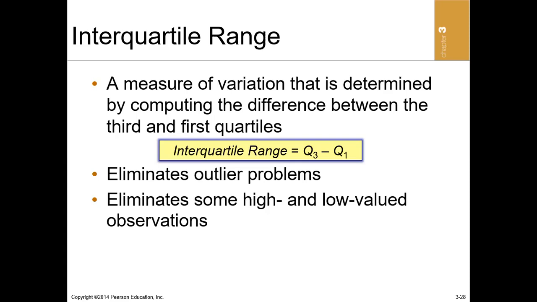Now, this measure helps overcome the outlier problem that the range itself suffers, because the figure in the third quartile and the figure in the first quartile are not the beginning and then the ending figures, okay? If you have watched my video on the computation of quartiles, you realize that the figure in the third quartile is not the highest figure, and the figure in the first quartile is not the lowest figure, okay? So once there are extreme values in a set of figures, it is better to use interquartile range than the range itself. So the interquartile range helps overcome the outlier problem, and it eliminates some high and low valued observations.